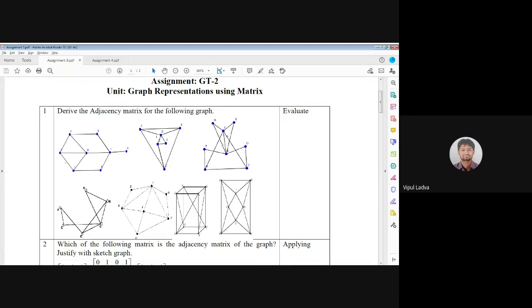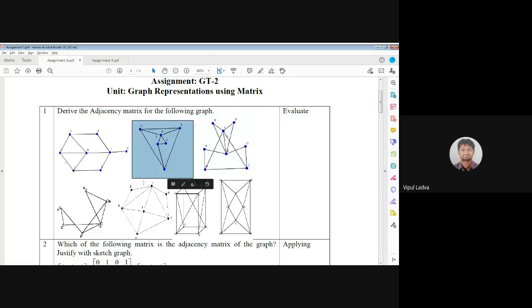Observe here for this particular graph. If you are dealing with this graph, then the number of vertices I'm having, that is 1, 2, 3, 4, 5, 6, 7, and 8. We are having 8 vertices in this graph. So your adjacency matrix for this graph will have the order 8 cross 8. Take care for that.